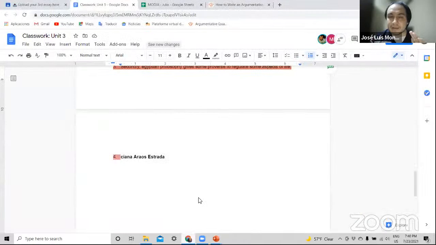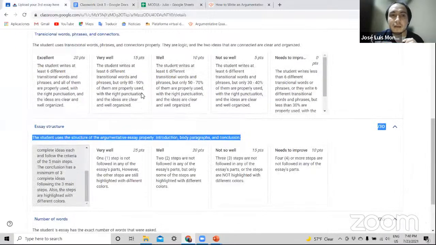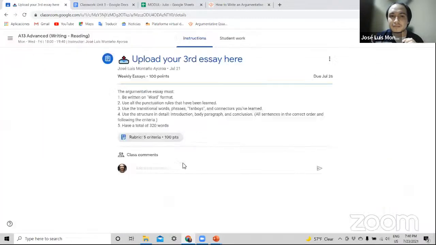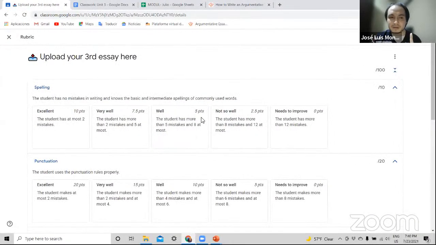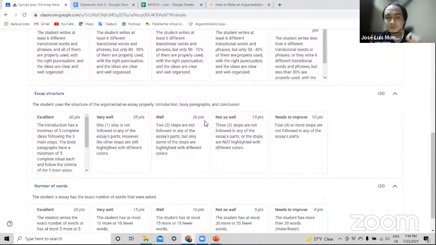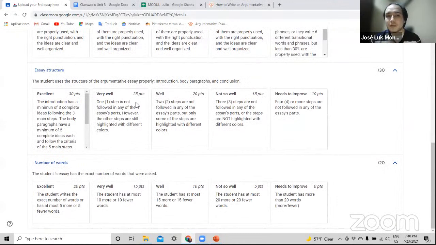Now, please, remember that you have to finish this essay for Monday, it's 360 words. And also remember that you have all the material you need. Please, first, I invite you to read the entire rubric, for you to remember what you need to do to get the higher score. For example, if you don't follow one step, you're only going to get 25 points. If 2 steps were not followed, you have 20 points, not 30, but you're still highlighting the different ideas with different colors. You're going to have 15 points only, that's half of your score, if you don't follow 3 steps, or if you're not highlighting the steps with different colors, all right? So it's very important that you do that, please.